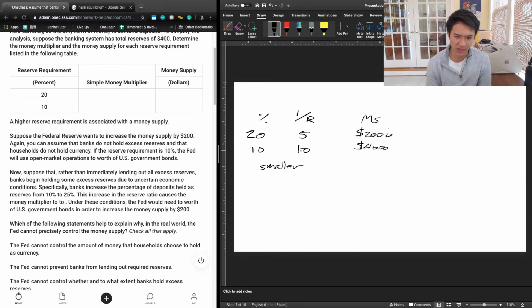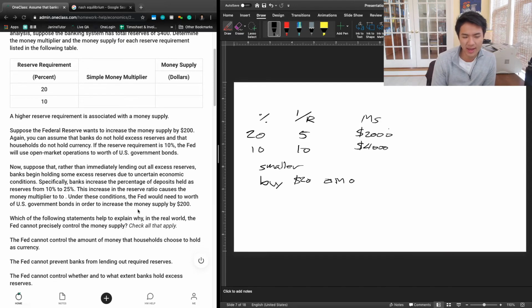All the Fed really has to do is increase deposits by $20. And to do that, if they're increasing deposits, they are buying open market operations. So you would want to buy $20 of open market operations, and that would increase the money supply by $200.